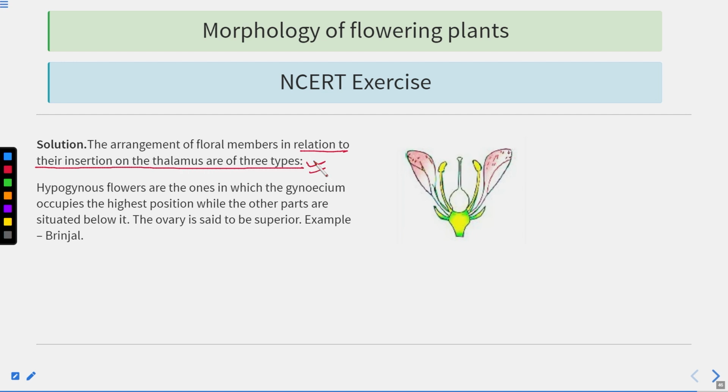So the arrangement of the floral members in relation to the insertion on the thalamus is of three different types. The first one is the hypogynous flower, the one in which the gynoecium occupies the highest position. So here you can see it is present at the highest position, and the other floral parts are present below it, right? While the other parts are situated below it, the ovary is said to be superior. The best example is the brinjal. Brinjal is showing the hypogynous flower.